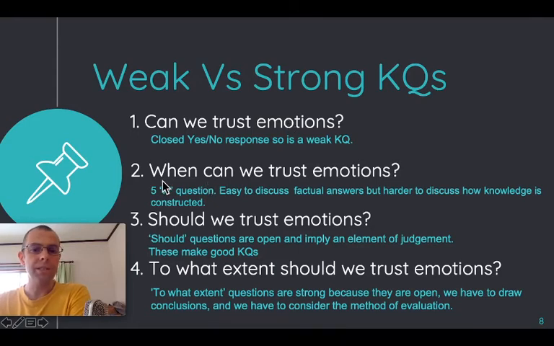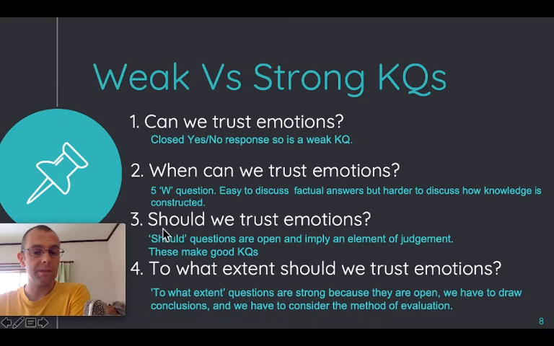So moving on, when can we trust emotions? This is getting better. It's a 5W question. That means when, what type questions, where questions, who. Easy to discuss. Factual answers. So we can get into factual and we can limit ourselves in these types of questions. They're still okay, but it's a bit harder to discuss how knowledge is constructed when we're dealing with these questions.